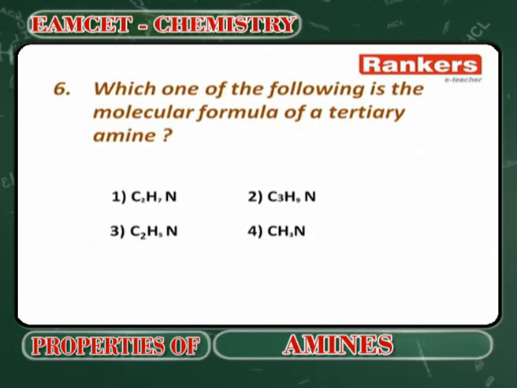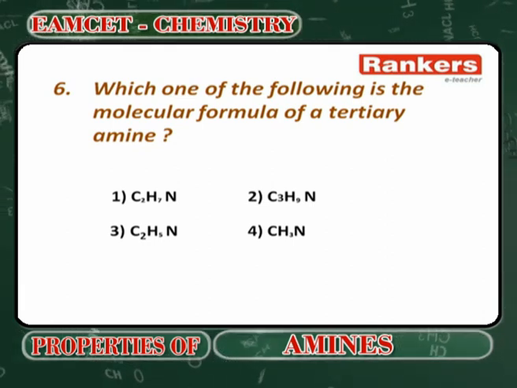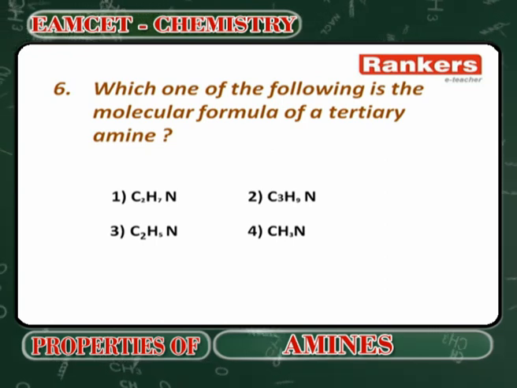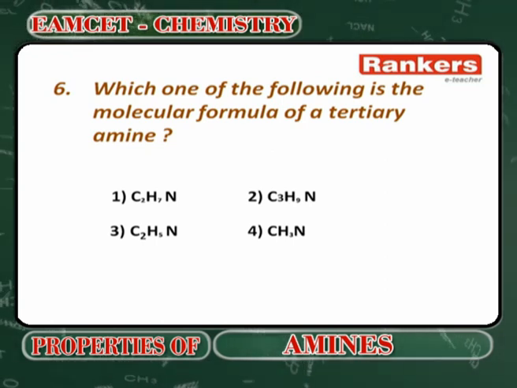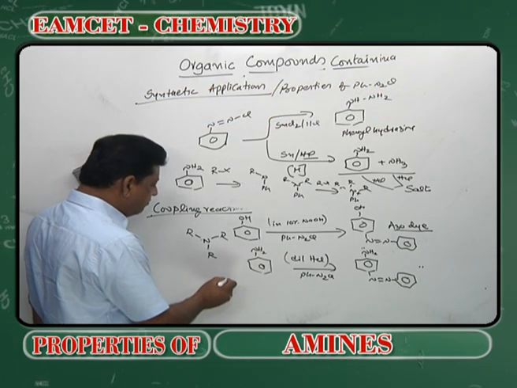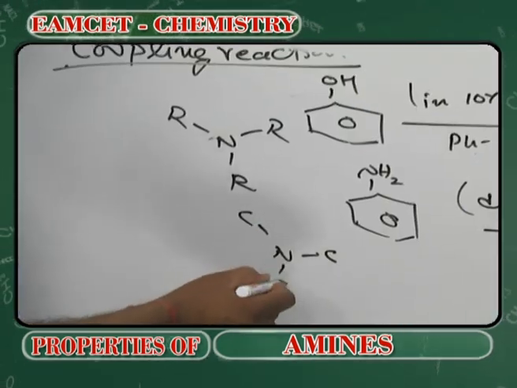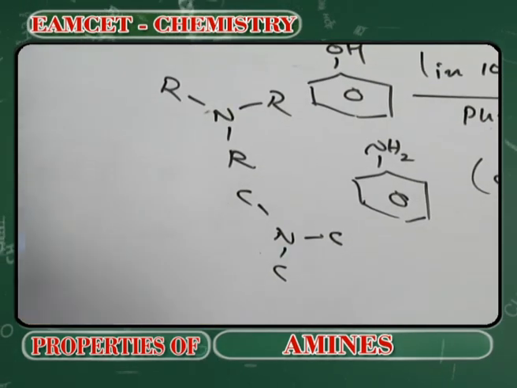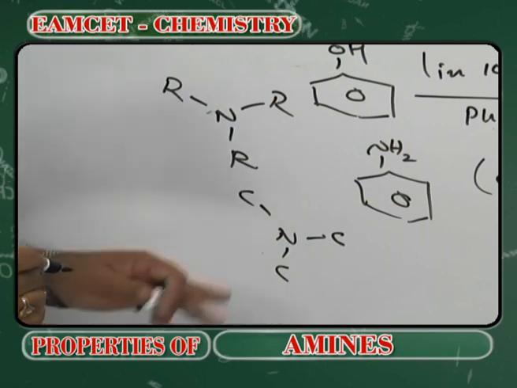Which one of the following is the molecular formula of a tertiary amine? In fact, the question can be asked in a better way: which following molecular formula fits for a tertiary amine? Tertiary amine means a nitrogen should contain 3 Rs. For 3 Rs, at least 1 carbon each is required, isn't it? So unless you have 3 carbons in the molecular formula, you cannot have a tertiary amine.